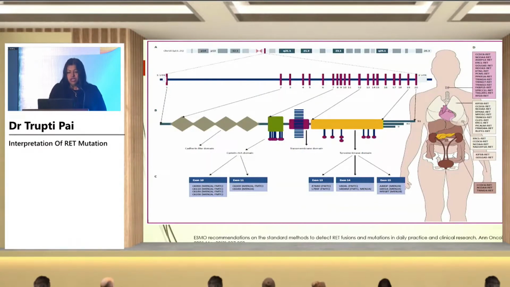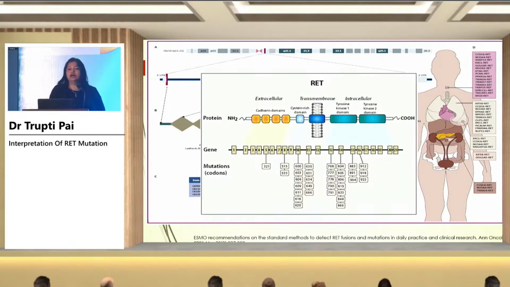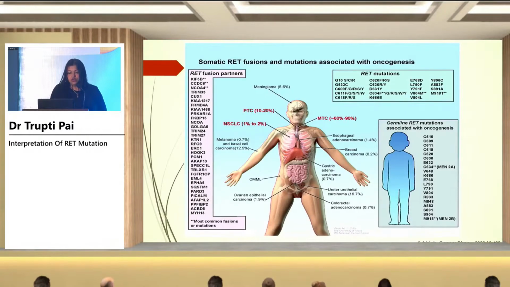The RET gene is located on the long arm of chromosome 10, and it encodes a receptor tyrosine kinase. Like any other tyrosine kinase, it has an extracellular, transmembrane and intracellular tyrosine kinase domain. RET alterations are usually mutations or fusions. Fusions are restricted to the tyrosine kinase, the intracellular domain spanning exons 12 to 18, and the cysteine-rich extracellular domain is mostly pertinent to mutations. RET alterations are seen across varied solid tumors, but most commonly in thyroid carcinomas.